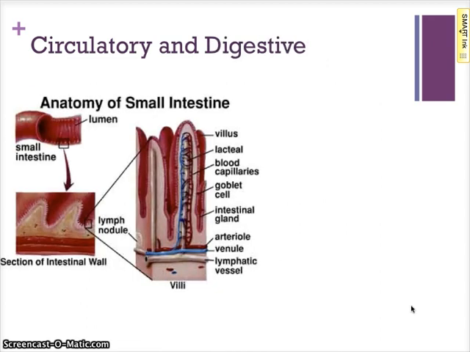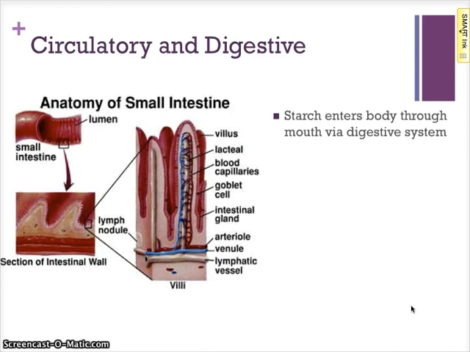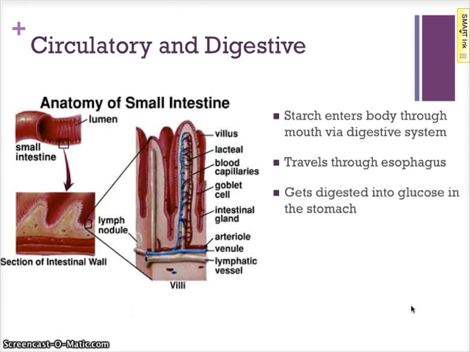If you chose the circulatory and digestive systems, it's a little bit different. So we're talking about a molecule of starch. Starch is a big molecule. It enters the body through the mouth via the digestive system. Of course, because starch is so big, first it travels through the esophagus, and then eventually it needs to get digested. Because it is a big molecule, we have to break it down into glucose, which is the monomer, within the stomach. Remember, the stomach has enzymes to break that down.